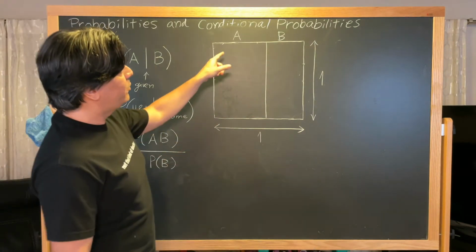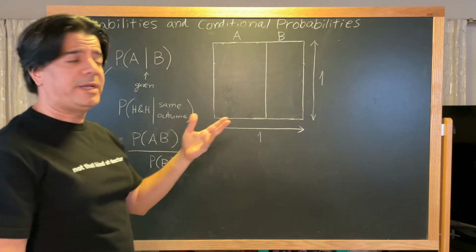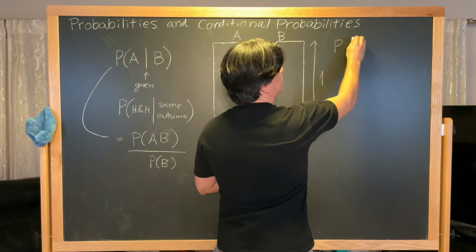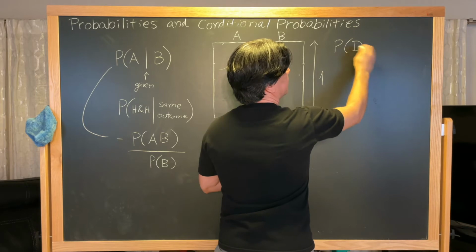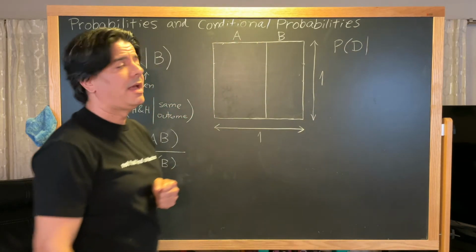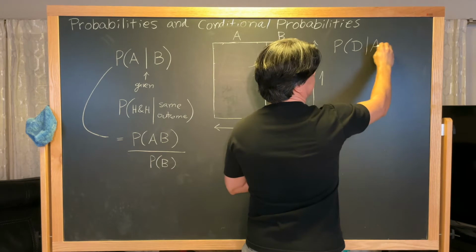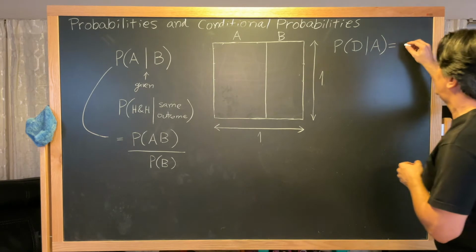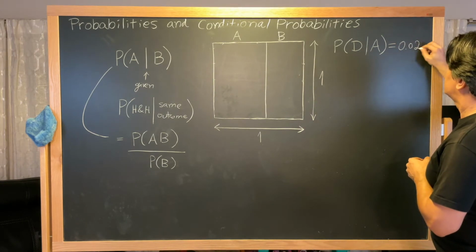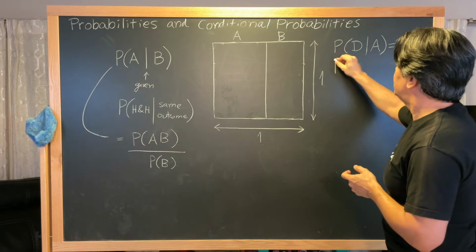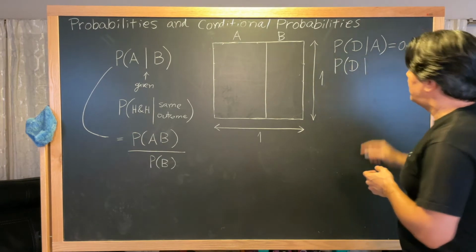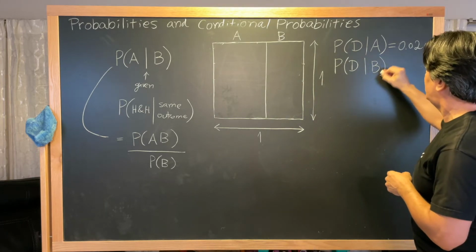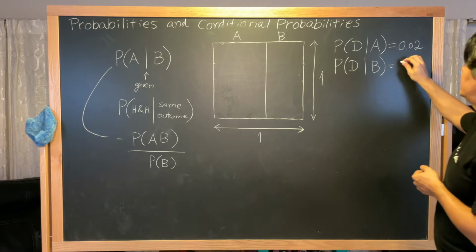Right? And when they say that 2% of products made by machine A are defective, they're essentially saying the probability that it's defective given that A made it is 2%. So this is some data they gave us. And they also say the same thing about B. The probability that it is defective given that B made it, because I'm testing them out of the machine as they come out, is 1.5%.